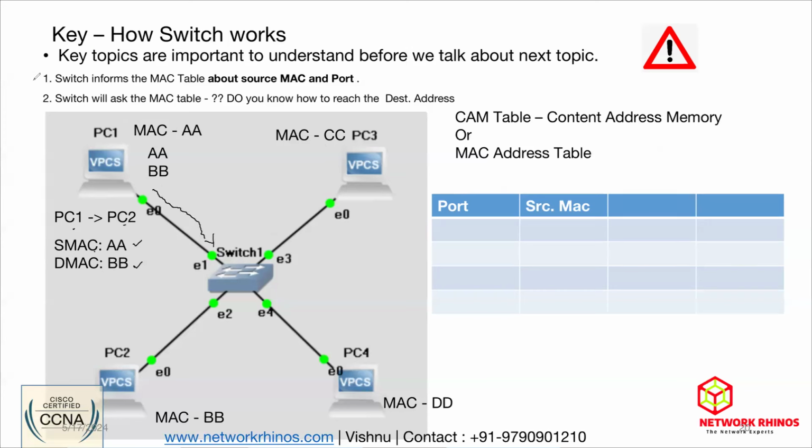Whenever my switch receives a packet, the first function I do is go and inform the MAC address table: Hey MAC address table, I received source MAC of AA on which port number? E1 port number. Once I write it here, I will ask the MAC table, hey, do you know how to reach the destination address BB? Do you see an entry of BB here anywhere?